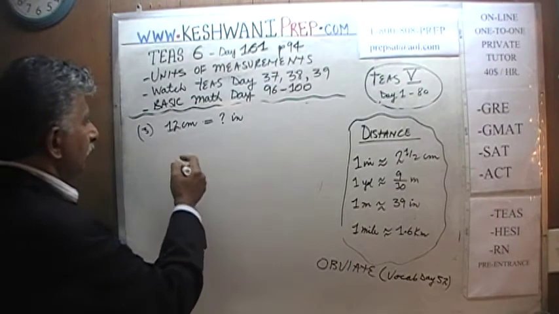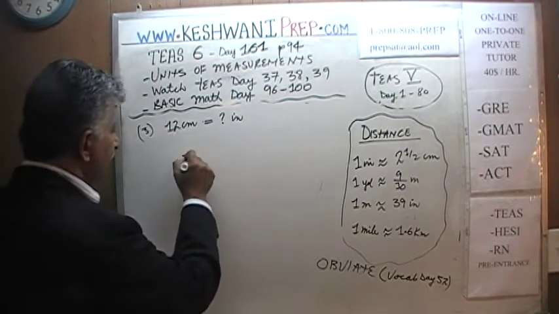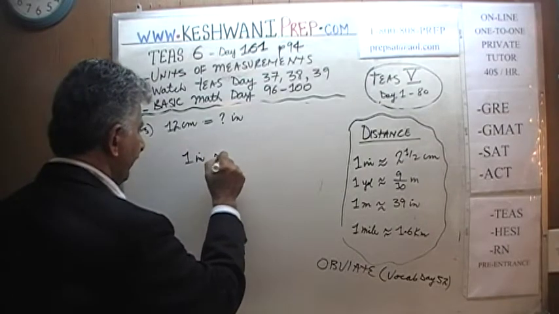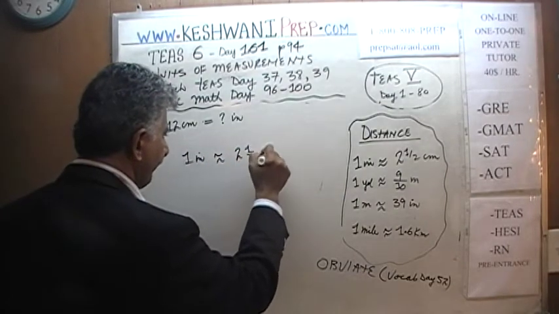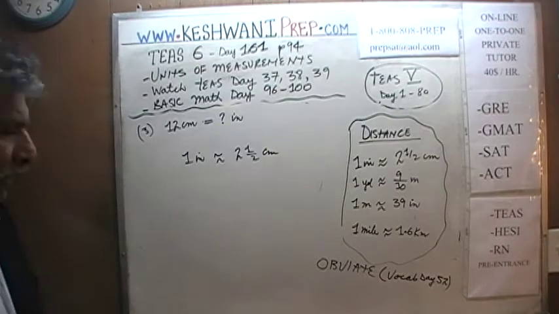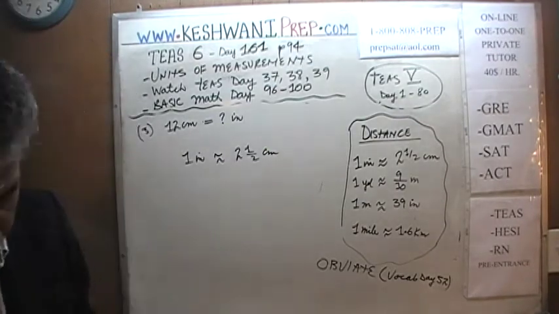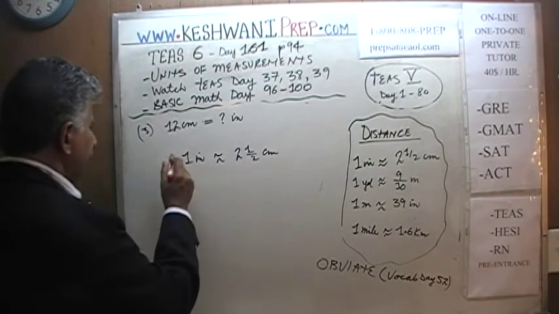So we know that 1 inch is approximately 2.5 centimeters. Are you with me? Stay with me in this story, okay? It's important that you stay with me in this story. Multiply both sides by 10.